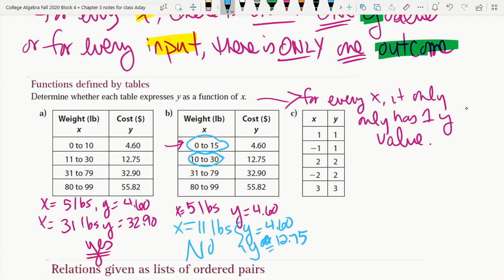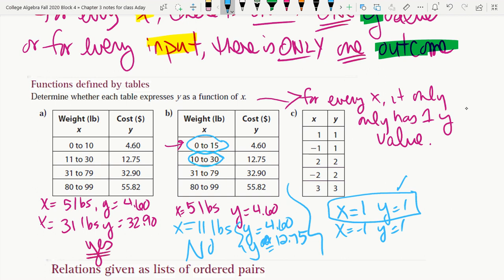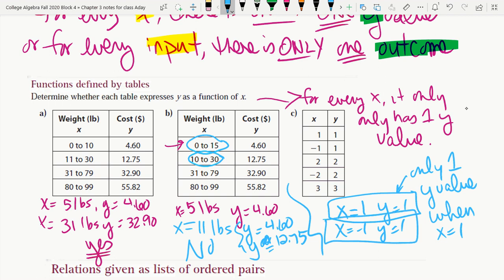All right, let's look at the next one. When x equals 1, y equals 1. When x equals -1, y equals 1. And this is all okay because when x equals 1, I only get one y value. You may end up with the same y twice, but x is -1 and y is 1. So that is okay. So this is a yes.